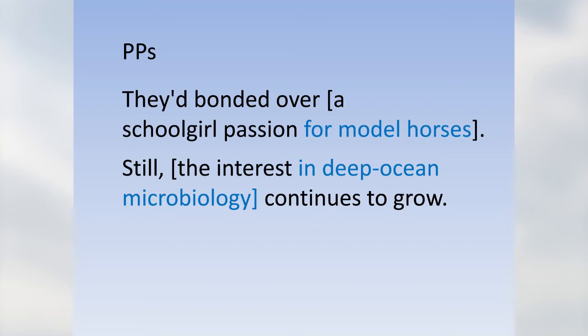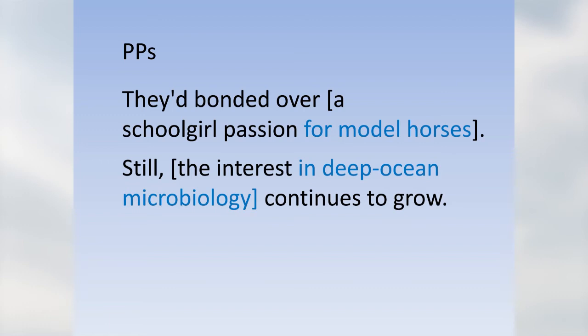Now, why am I saying that for model horses is a complement and not an adjunct? Remember when you did that exercise on distinguishing complements from adjuncts? Remember how the key property was that complements have to be licensed? So if there's not a licensing element there, the complement becomes illegal, the phrase becomes illegal. So imagine that we have switched interest here. A schoolgirl passion is very much like a schoolgirl interest, right? Conceptually, semantically, they're quite alike.